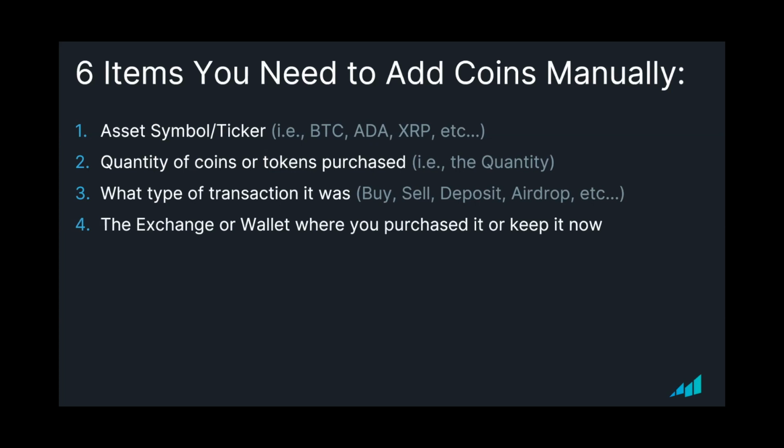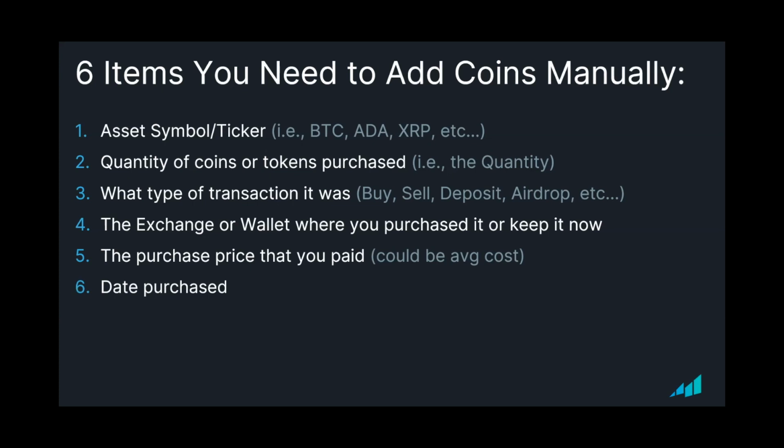Item number 4. You will need to know the exchange or wallet where you purchased it on, or where you keep it today so you can keep track of it. Item number 5 is the purchase price that you paid for it. This is probably the most important piece of information. You want to make sure you know the average cost of your purchases, to make sure Merlin displays your portfolio average gains and losses correctly.